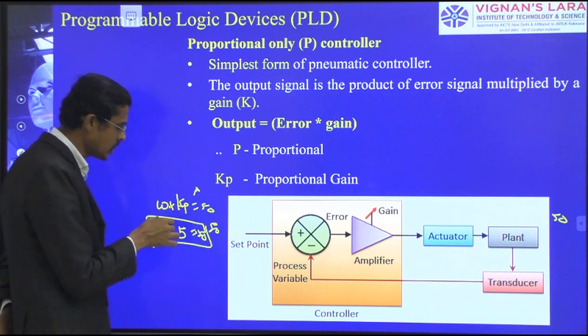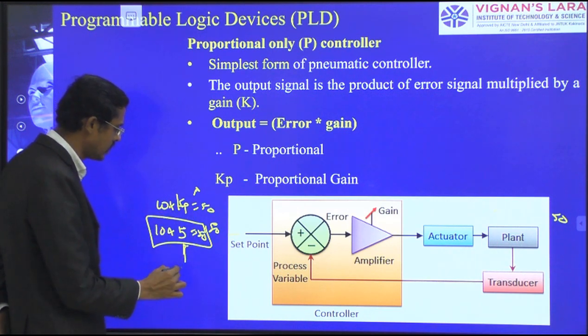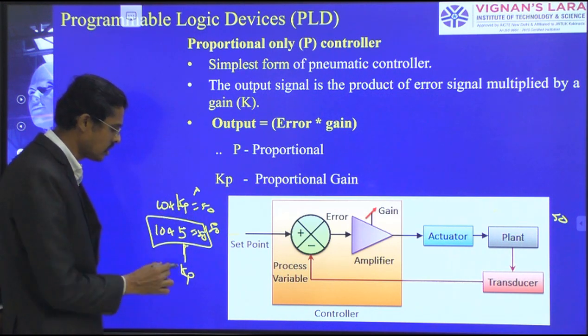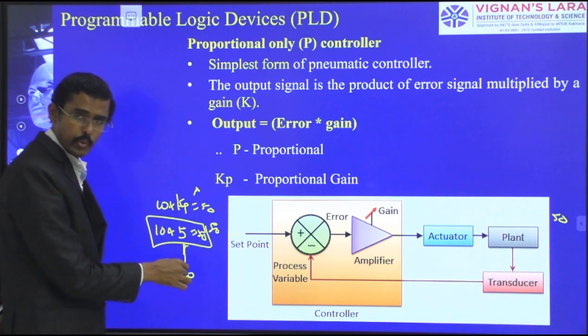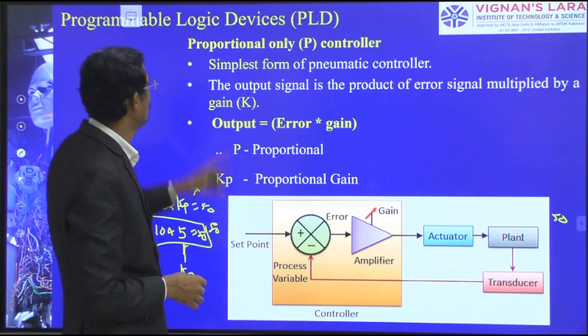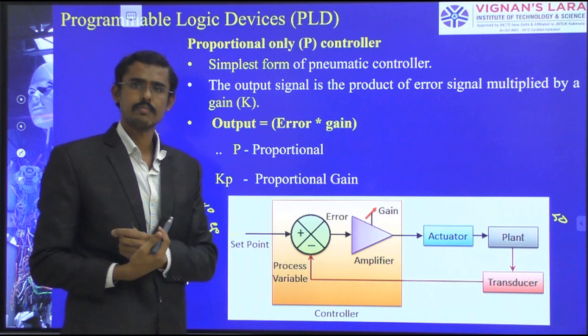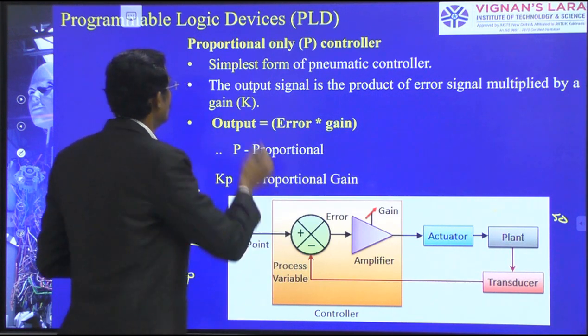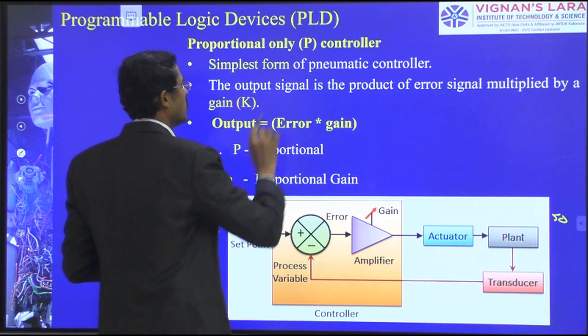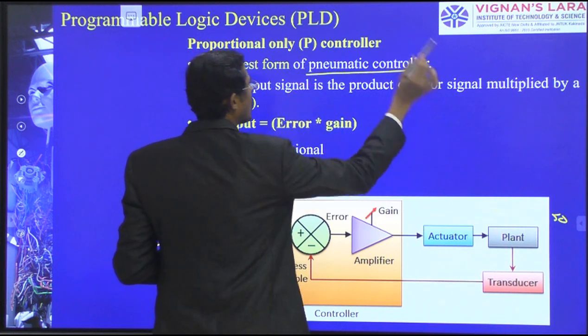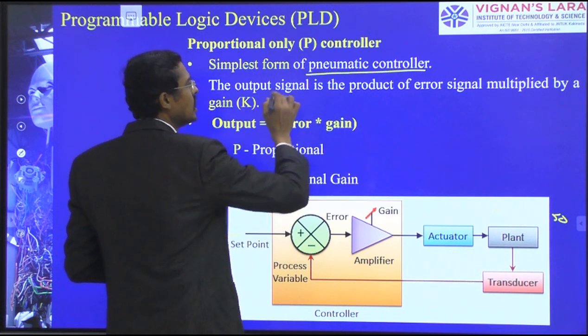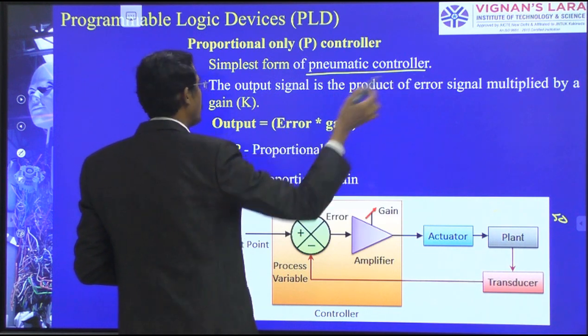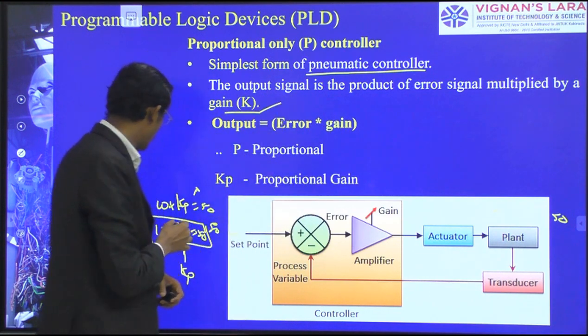So this proportional adding of a constant factor is Kp, constant, proportional. I am naming this as a proportional controller. Here we have used the gain factor of only 1, in the simplest form. We are specifically using the pneumatic controllers. The output signal is the produced error signal multiplied by the constant gain.